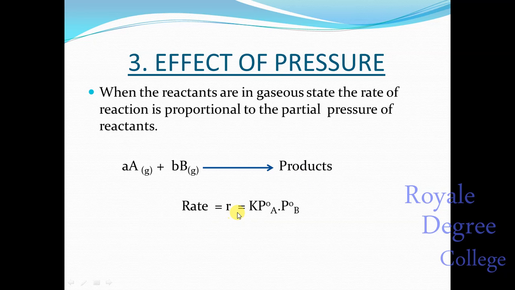So rate of this particular above reaction, rate, it is equal to R. It will be equal to K times P°A times P°B. What is P°A? P°A is the partial pressure of reactant A, and P°B is the partial pressure of reactant B. K is nothing but the rate constant.